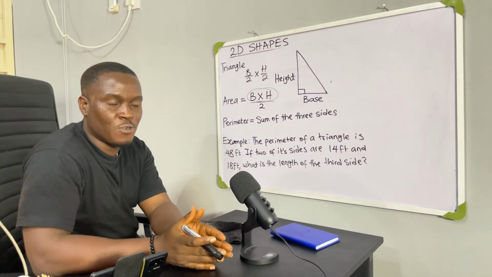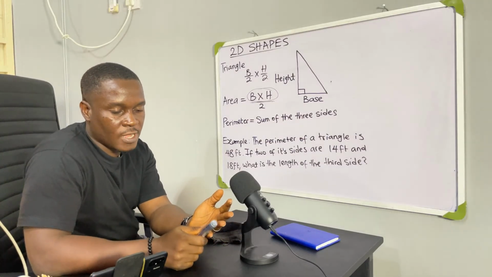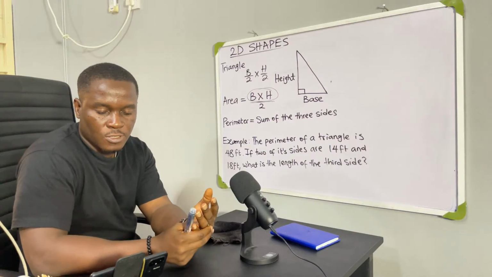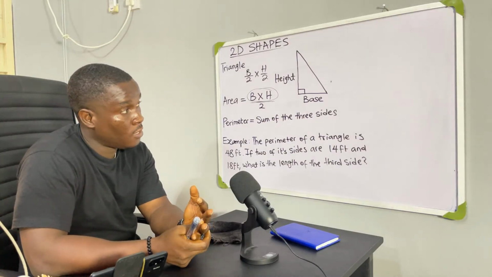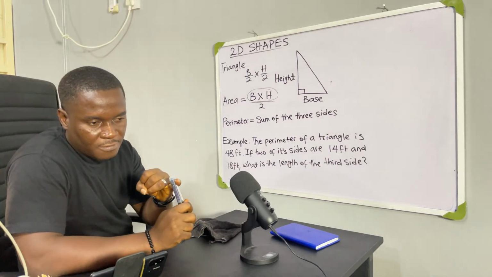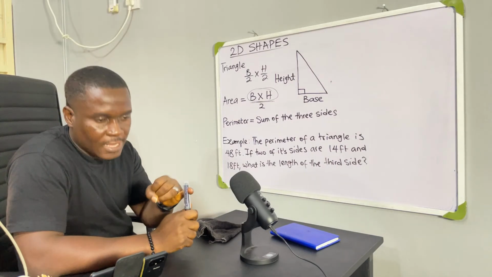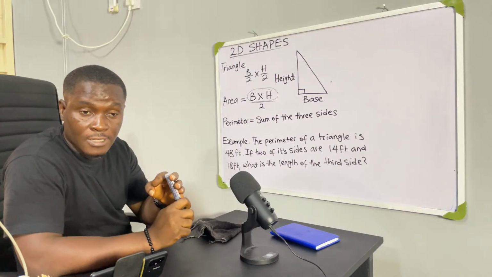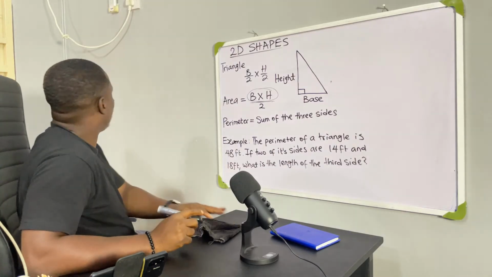So we've looked at the area and the perimeter of a square, a rectangle, and a triangle. So now we look at circle.